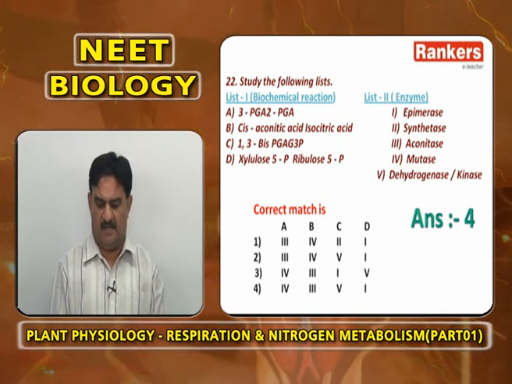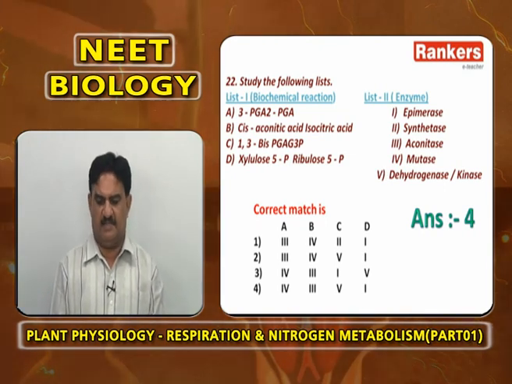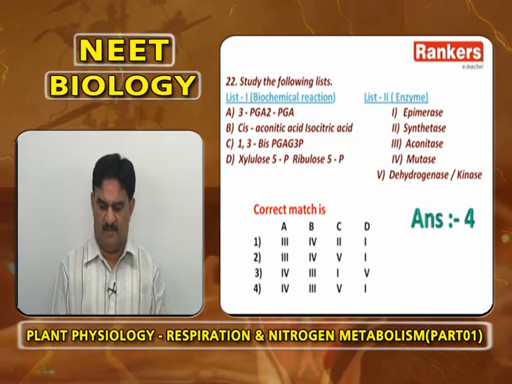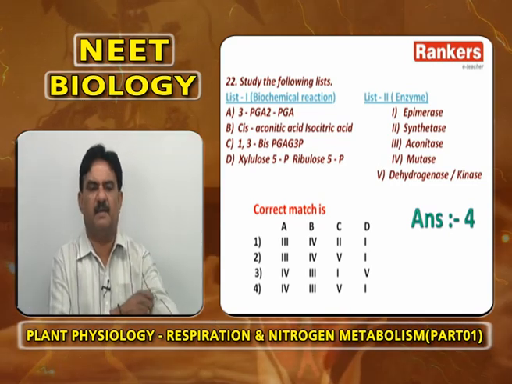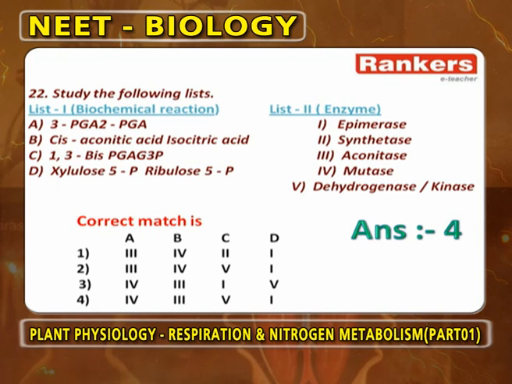1,3-biphosphoglyceric acid to glyceraldehyde 3-phosphate is dehydrogenase. It is dehydrogenase and kinase. Then xylose 5-phosphate to ribulose 5-phosphate. It is by epimerization. So answer is A4, B3, C5, D1.